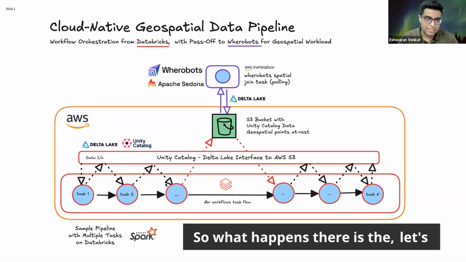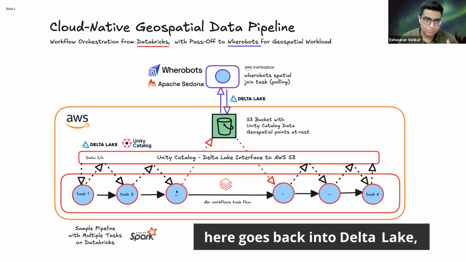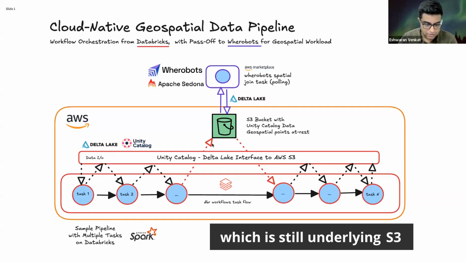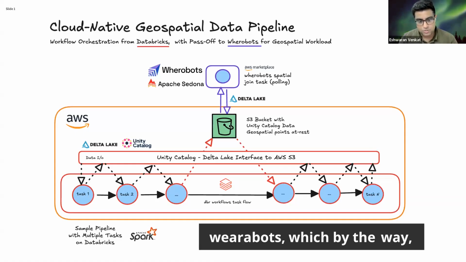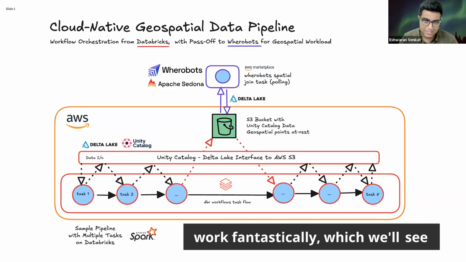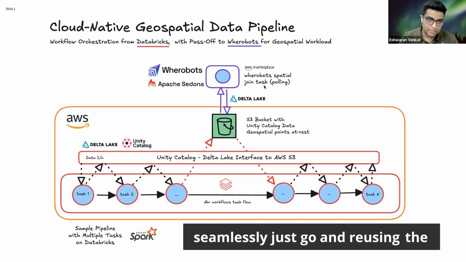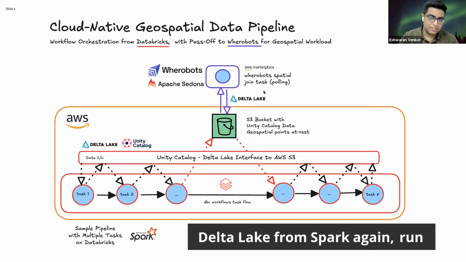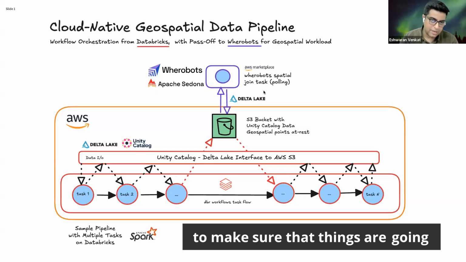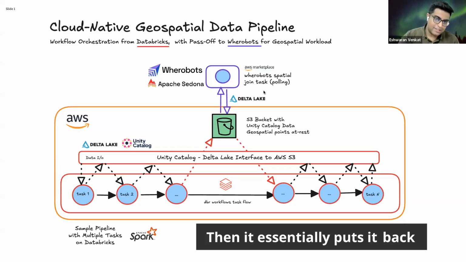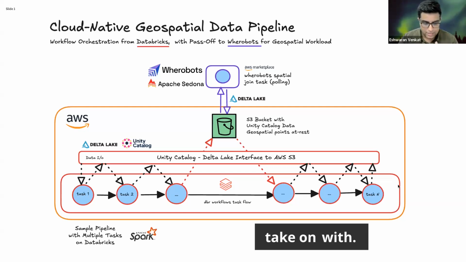So what happens there is, let's say the data from this third task here goes back into Delta Lake, which is still underlying S3 storage, right? And we were able to integrate Wherobots, which by the way works fantastically, as we'll see in a second, to seamlessly go and, using the Delta Lake from Spark again, run the spatial join task. You can just poll that job to make sure that things are going as intended, and then it puts it back into S3 for the further tasks to take on.